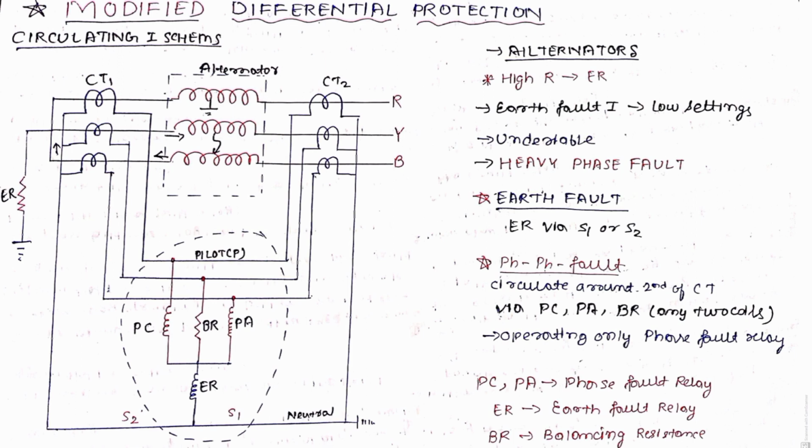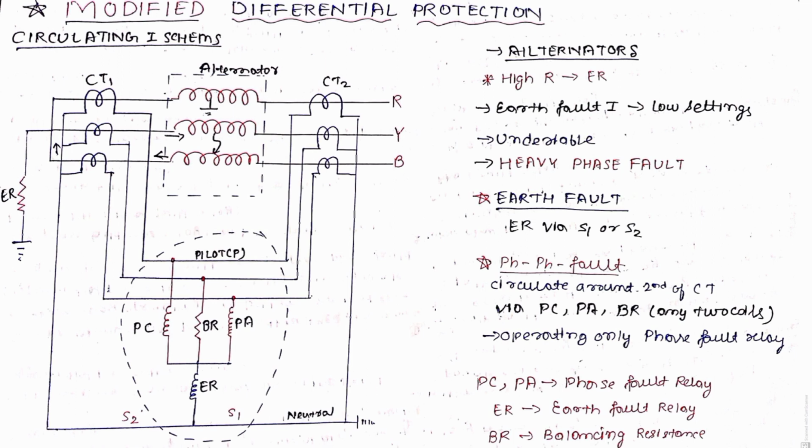Earlier, there was a difficulty: whenever an earth fault occurs, we provide high resistance, so the relay settings will be of lower value. But that is not suitable for phase-to-phase fault, where a heavy magnitude of current flows through it. Now this is modified by separate criteria: an earth fault relay of low setting and a comparatively high setting for the phase fault relay.